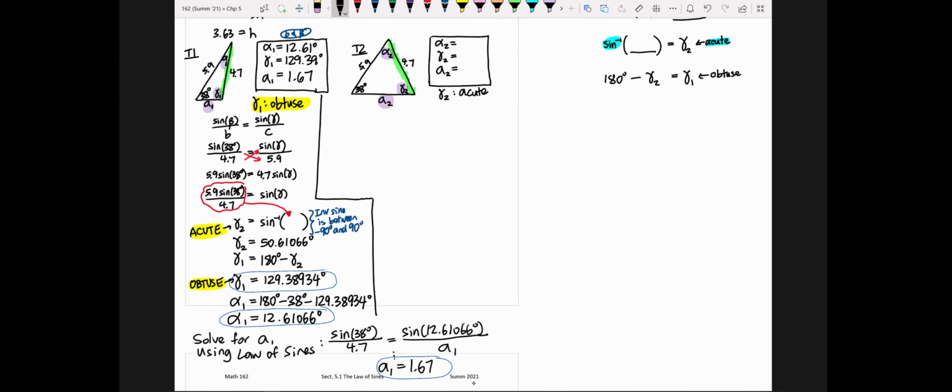Okay, so for triangle 2, we'll say C work in T1. We found gamma 2, the acute angle is 50.61066 degrees. That's because when we set up law of sines and do inverse sine, we get the acute angle, which is gamma 2. Once we have two angles in any triangle, it should be automatic to find alpha 2. Alpha 2 is 180 degrees. We'll move this over.